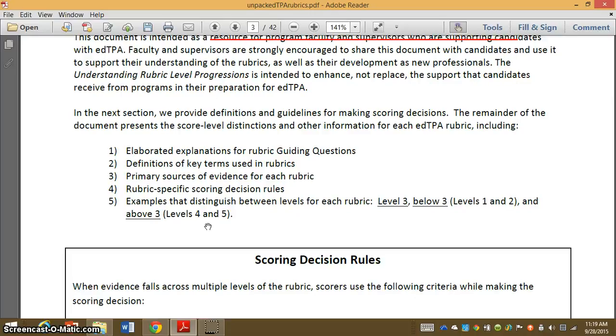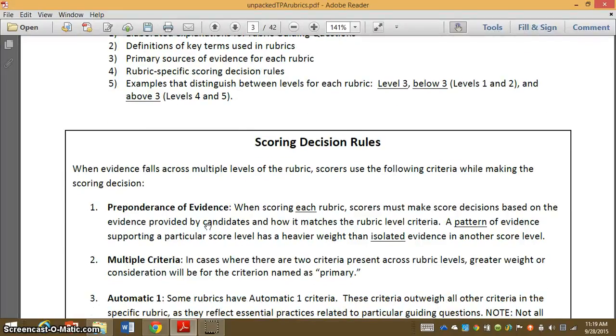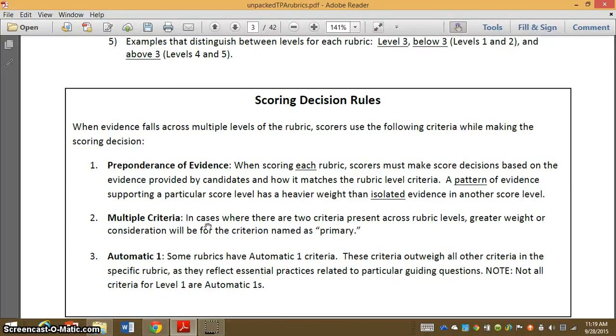Again, it'll tell you, like it says in number 5, how to distinguish between a 3 and a 4, or a 3 and a 2, a 1 and a 2, etc. And then it gives you some scoring decision rules that the people who are going to be grading this are going to think about. So they're going to look for a preponderance of the evidence. And there are cases where the more resources the better, but there is a primary resource, and then anything after that where there's multiple, it's going to be multiple resources. There's going to be a primary and a secondary resource. Your primary resource should be the strongest, but secondary resources are great, and they support your decision making even more.